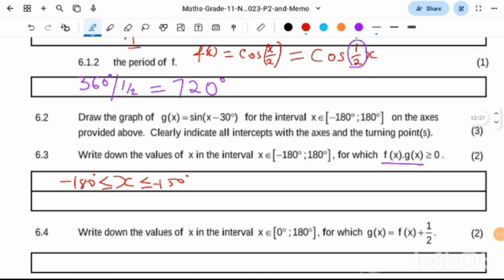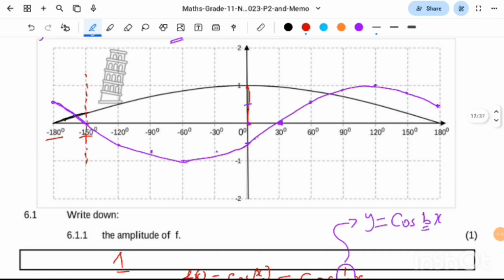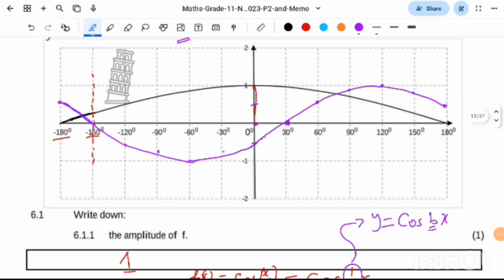Okay, now let's go back and look at another condition. So now, once you pass negative 150, one of the graphs is below the x-axis. This graph is below the x-axis. But we want both the graphs to be above the x-axis. But at 30 degrees, again, both your graphs are above the x-axis all the way to 180.